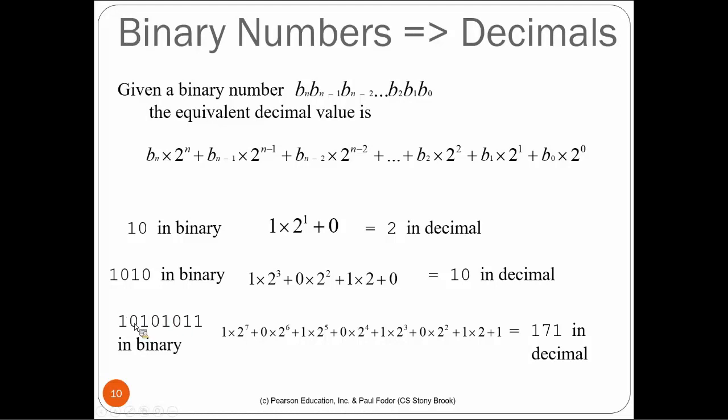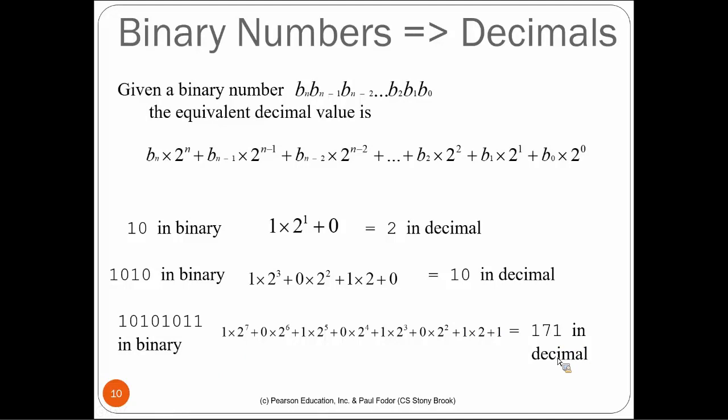So this number in binary is 1 multiplied with 2 to the power 7 plus 0 multiplied with 2 to the power 6 plus 1 multiplied with 2 to the power 5 plus 0 multiplied with 2 to the power 4 plus 1 multiplied with 2 to the power 3 plus 0 multiplied with 2 to the power 2 plus 1 multiplied with 2 to the power 1 plus 1 multiplied with 2 to the power 0. So that will be equal to 128 plus 2 to the power 5, 32, plus 2 to the power 3, that's 8, plus 2 plus 1. That sums up to 171 in decimal.